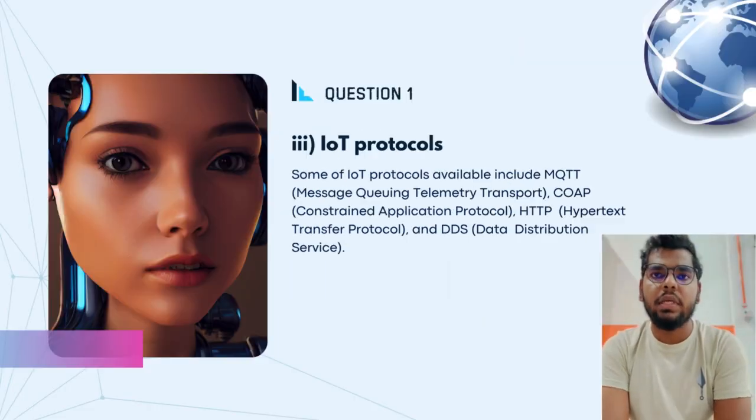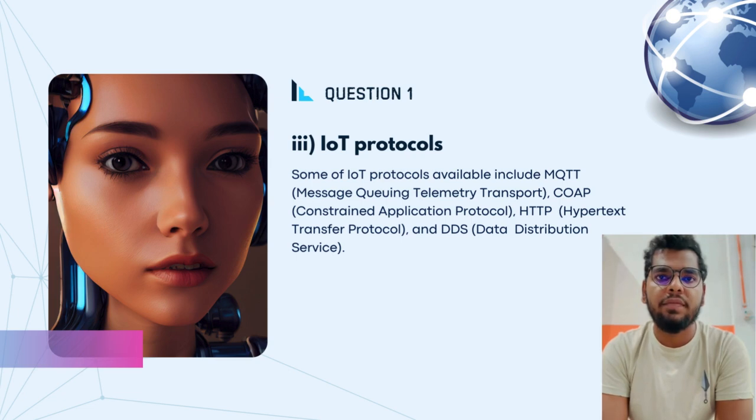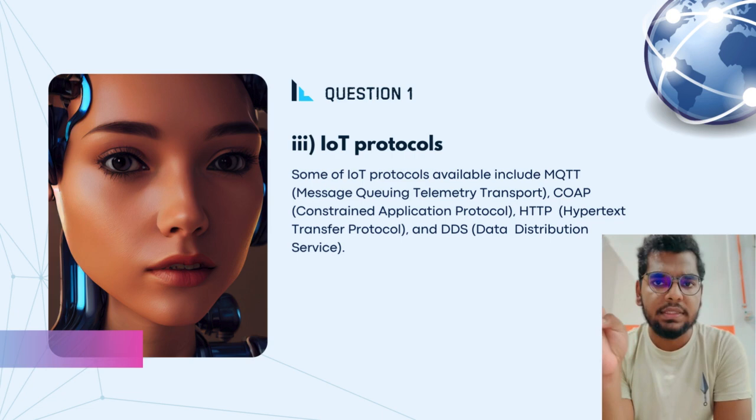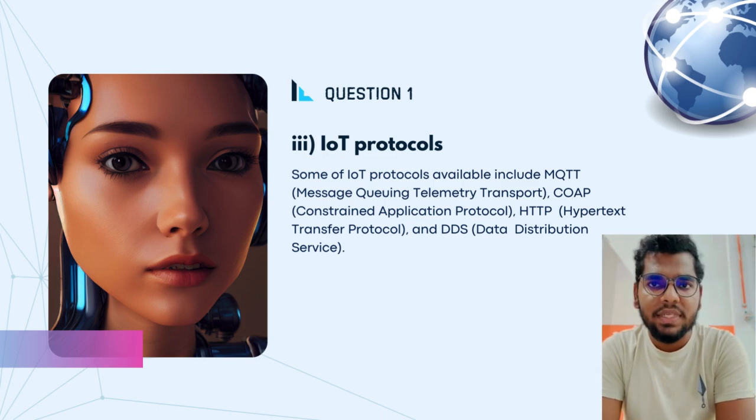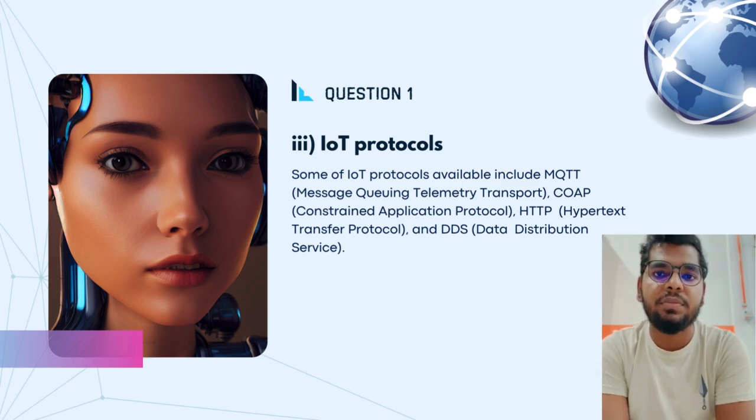Now let's go into the IoT protocols. To make all this possible, IoT relies on several key protocols for communication. So we have four protocols here. The first one is MQTT, the second is CoAP, the third is HTTP, and the fourth is DDS. So the first one is MQTT. MQTT means Message Queuing Telemetry Transport.